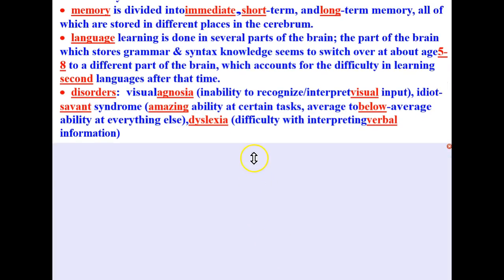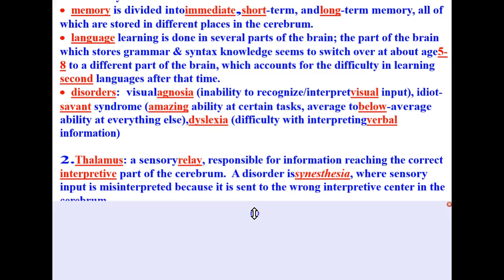Next part of the brain we're going to take a look at is the thalamus. The thalamus is a sensory relay, responsible for information reaching the correct interpretive part of the cerebrum. The disorder of the thalamus is called synesthesia, where sensory input is misinterpreted because it is sent to the wrong interpretive center in the cerebrum.